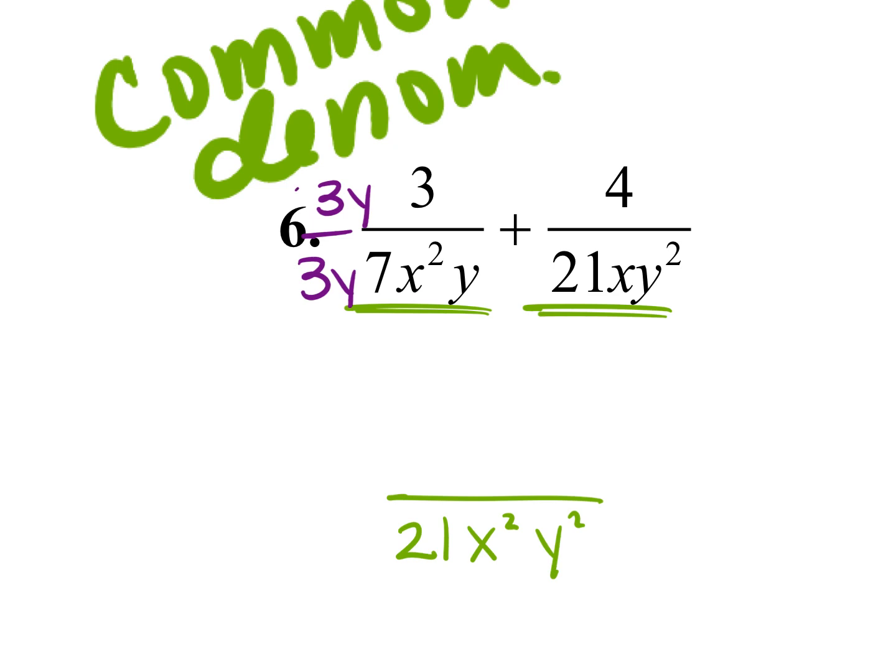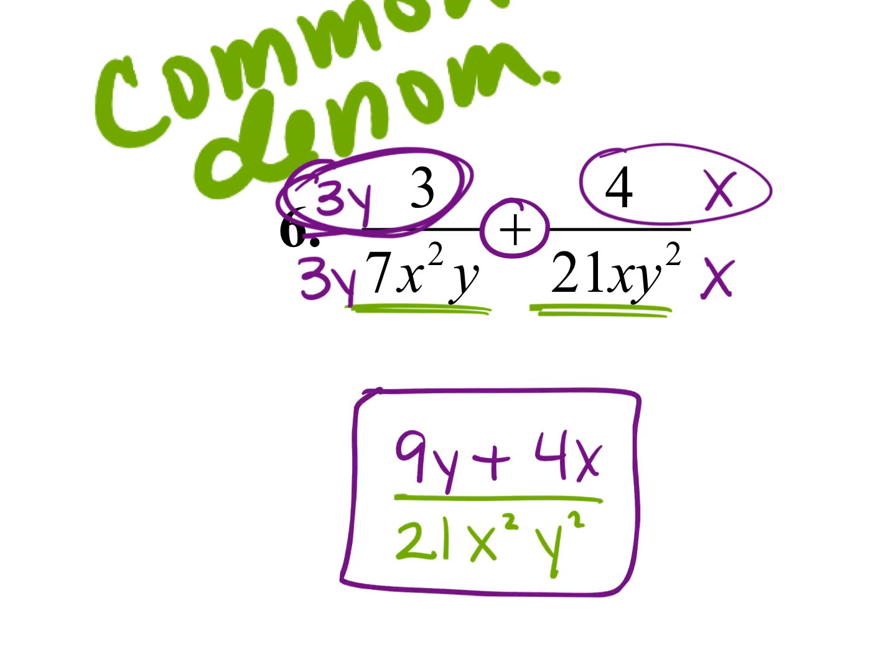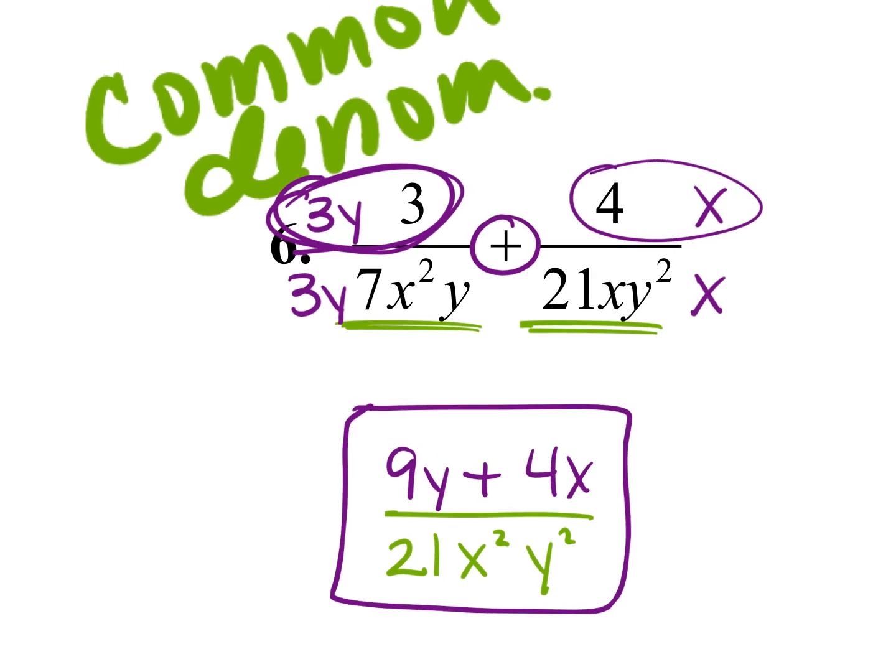When we do that, we get 9y over here. Then it's plus, what do I have to multiply on the right side? Just x over x to make that 21x squared y squared. So you get 4x over here, and that's it, really. If you want to put it technically in standard form, you'd swap your 4x and your 9y. I don't mark off if you leave it like this. That's fine.